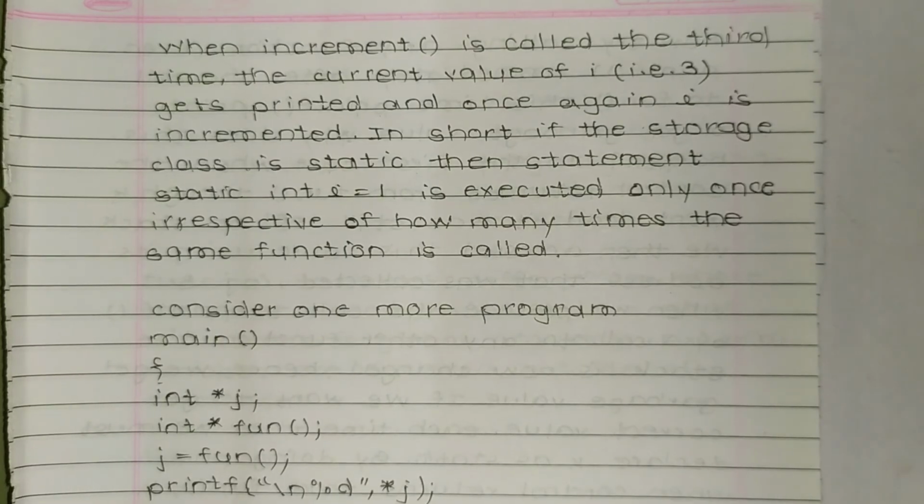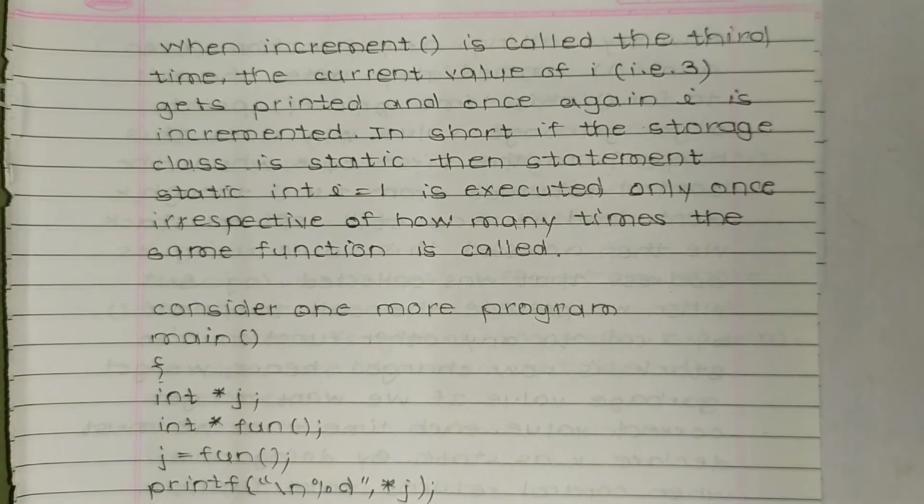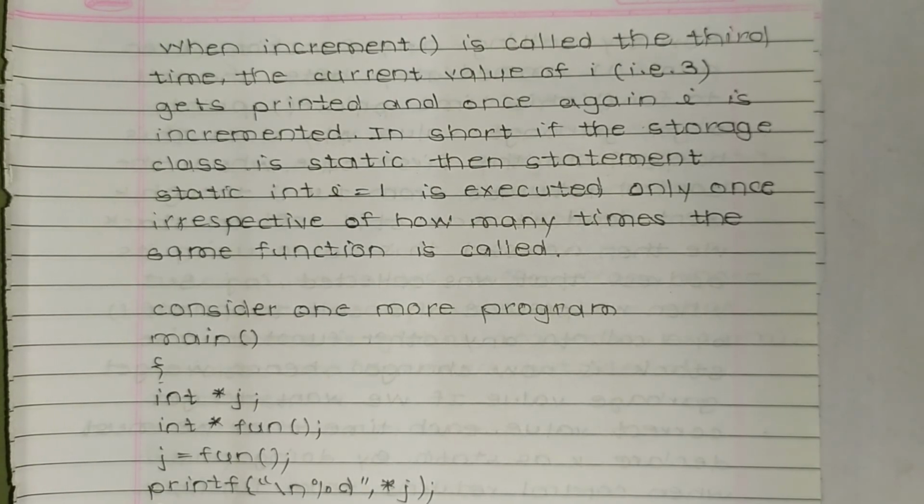Now when the increment function is called the third time, the current value of i, that is 3, gets printed, and once again i is incremented. In short, if the storage class is static, then the statement static int i = 1 is executed only once, irrespective of how many times the same function is called.